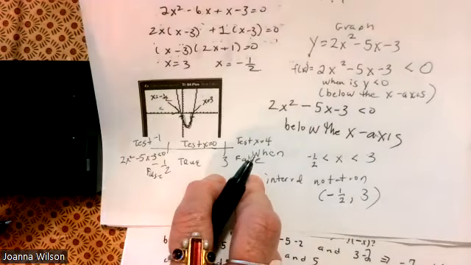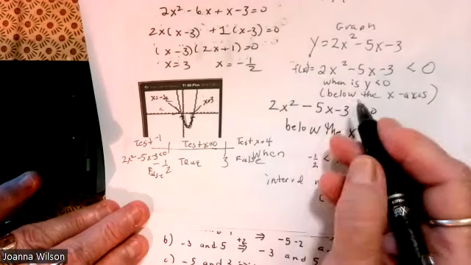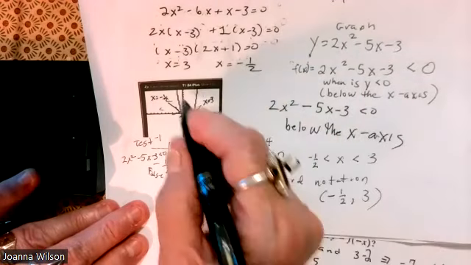Then I forgot what I was saying. If you understand, this means below the x-axis, and if it was greater than 0, it would be above.